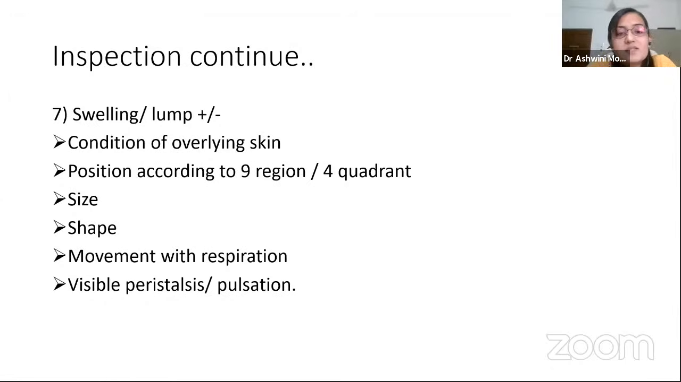Then see if visible peristalsis or pulsation is present over the particular swelling. In case of hernia, sometimes you will be able to see visible peristalsis. In case of hypertrophic pyloric stenosis, as I showed before, you will be able to see a specific peristalsis. So it is also important. Pulsation is also important, as in case of aortic aneurysm, you will be able to see proper pulsation over the abdomen. And in some cases, there may not be an aortic aneurysm, but pulsation will be present due to transmission. But for that we will go to the palpation.